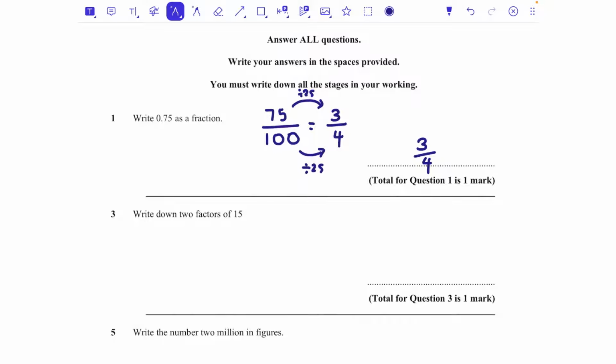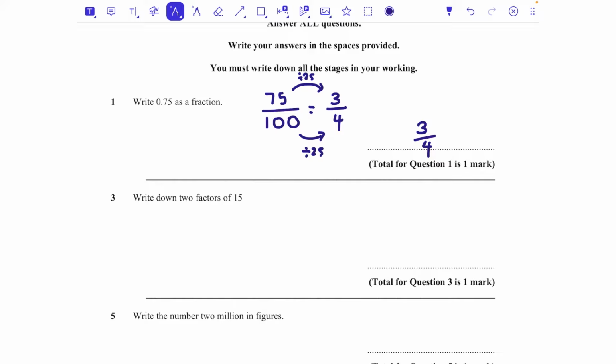Okay, question number 3, write down 2 factors of 15. So factors fit in. Factors are numbers that fit in an exact number of times. So your factors of 15 are 1 and 15. Always think of them in pairs so you don't forget any. And then 3 and 5. Those are all of the numbers that fit into 15 an exact number of times.